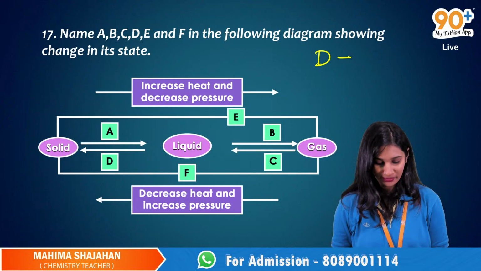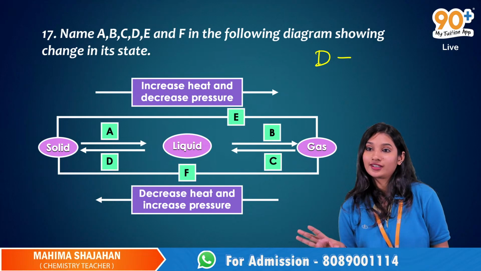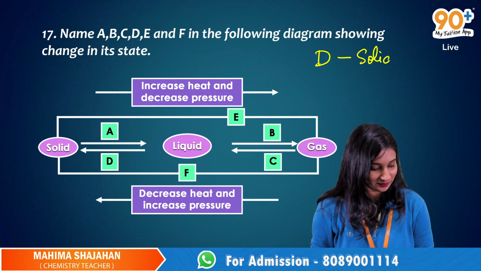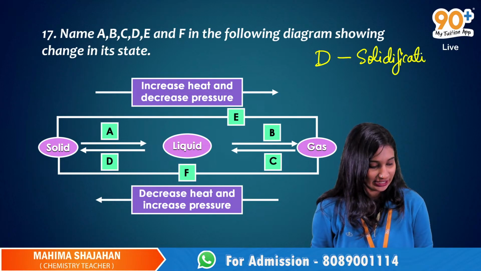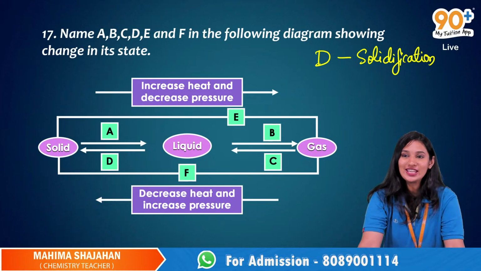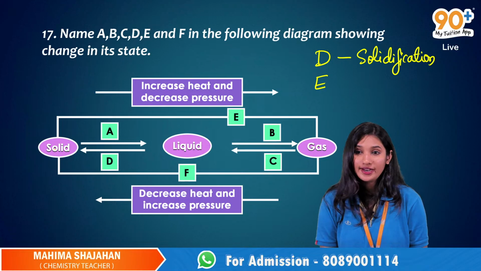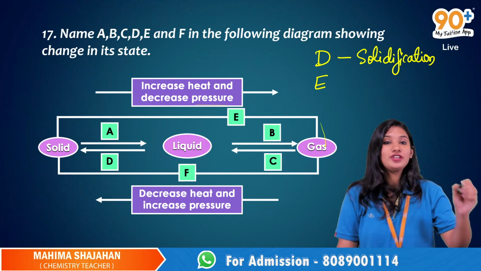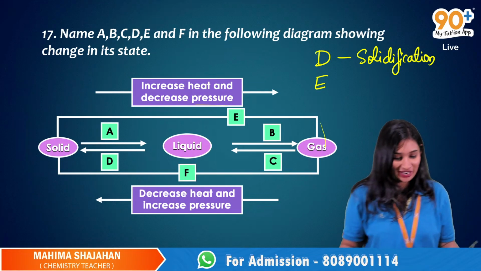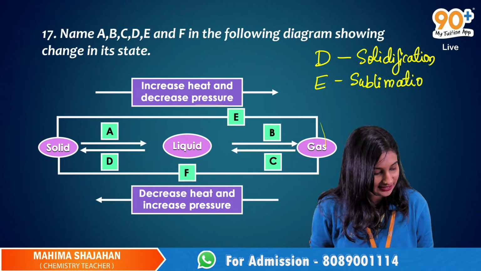Here liquid is converting into solid. Very good. It is solidification. Alright. Now, what about E? Solid is directly getting converted into gas. What is that process called? Very good. It is called sublimation.